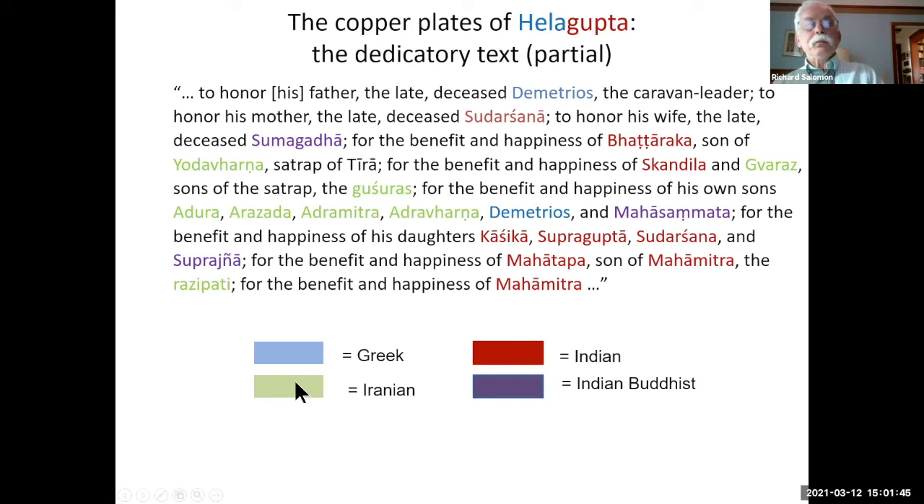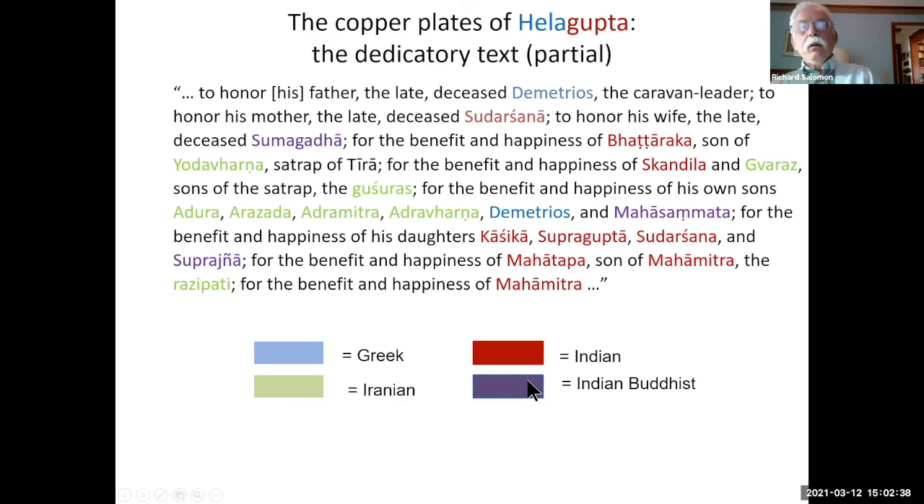Other names are of Iranian derivation. The satrap, the ruler, Yodafarna, is obviously Iranian. His first four sons, please notice he has six sons, have these names, which are pretty clearly of Iranian derivation. Then we have purely, obviously Indian names, his wife, Sudarshana, his daughters, four of his daughters have Indian names, and that may reflect a pattern where these Iranians who are recent settlers or probably invaders and conquerors were settling into India and marrying Indian women.